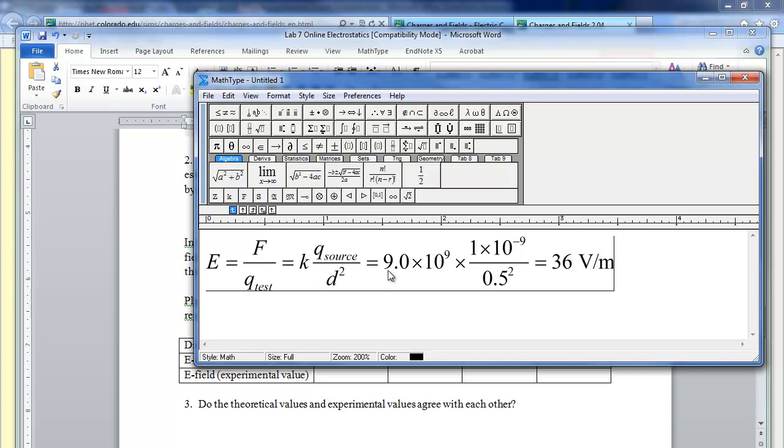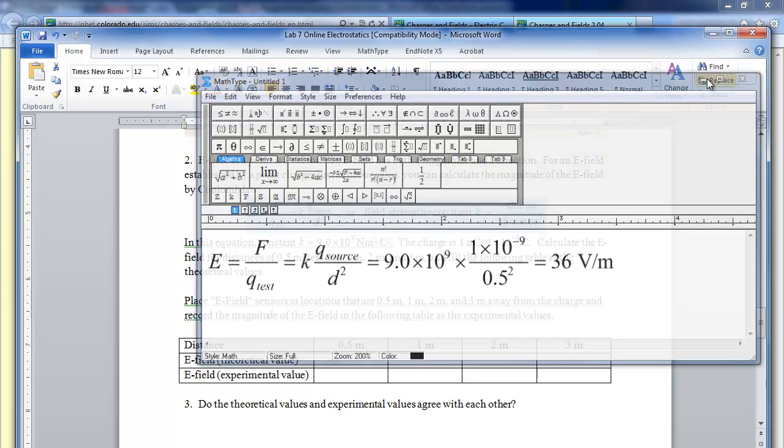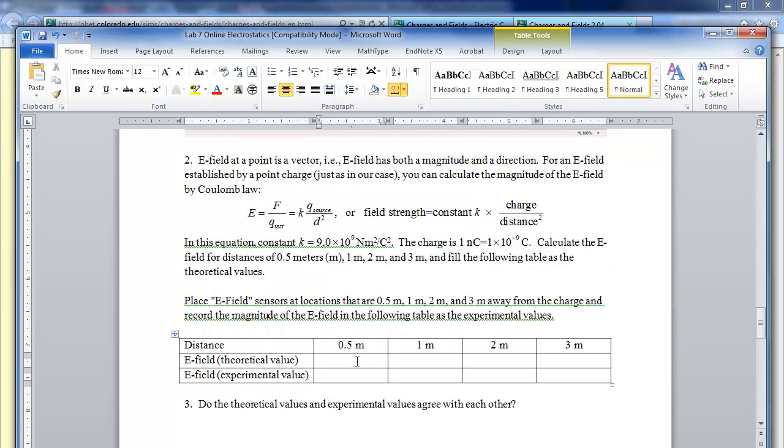The k constant equals 9.0 times 10 to the 9th, times, in our case, the Q charge is 1 nanocoulomb, so it's 1 times 10 to the negative 9th. The distance between them is 0.5 meters, so remember, distance squared. Once you do the calculation, it's 36 volts per meter. So here you should say the theoretical value according to the calculation should be 36 volts per meter.